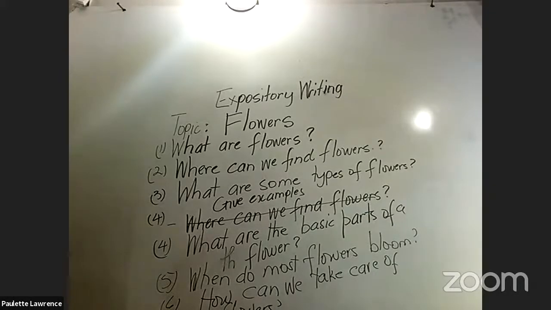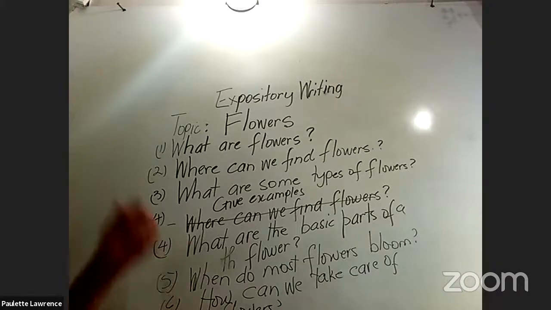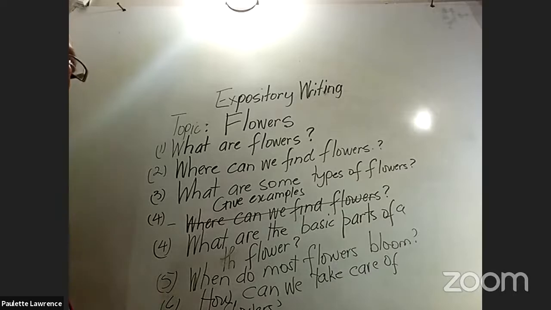We normally see the parts. Wait, wait, wait. What are the basic parts of the flower? Oh yes, that's where I was. Something mixed me up. When we see a flower, we normally see the petals and the stem. Most flowers bloom in the spring, and we take care of flowers by giving them adequate water and keeping them in the sun so that they can get their food.